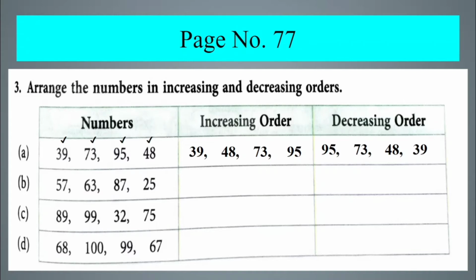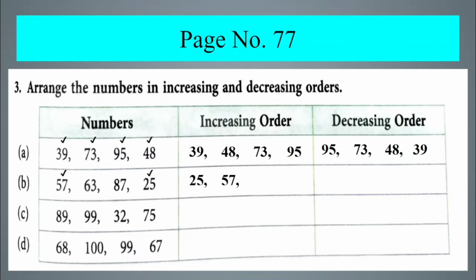First we have to arrange them in increasing order, that is ascending order, from the smallest to the largest number. So which number among the four is the smallest? Yes, 25. So first we will write 25. Now we are left with three numbers, that is 57, 63 and 87. Which among the three numbers is the smallest number? Yes, 57 is the smallest among the three. So we will write 57 after 25.